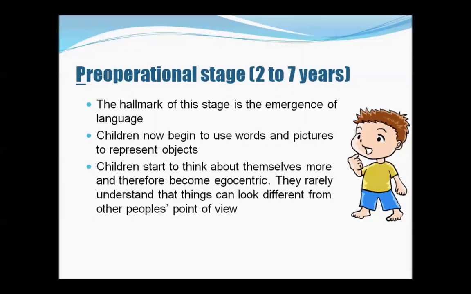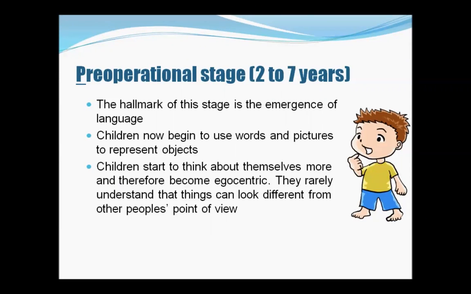So they understand role play. They understand that certain pictures and words can actually represent objects. Children start to think about themselves more, and basically at some point think about themselves as being the center of the universe, which Piaget coined a word for called egocentric. So Piaget believed that children at this stage become very egocentric, and they rarely understand things from another person's point of view.